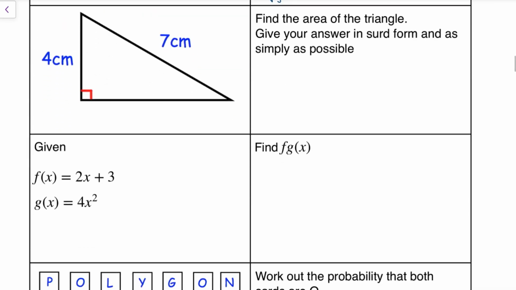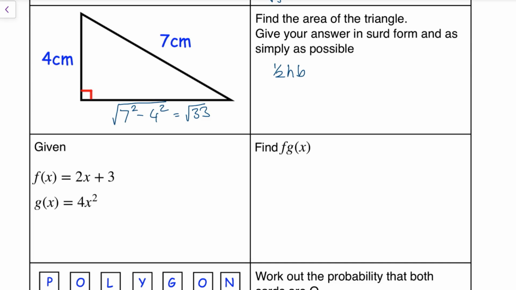Next question. Find the area of the triangle, give your answer in surd form and as simply as possible. Okay, well, let's do that then. So firstly, to work out the area of a triangle, it is half the height times the base. And my base is going to be the square root of 7 squared minus 4 squared, which is 49 minus 16, which is 33. So this is going to be the square root of 33.